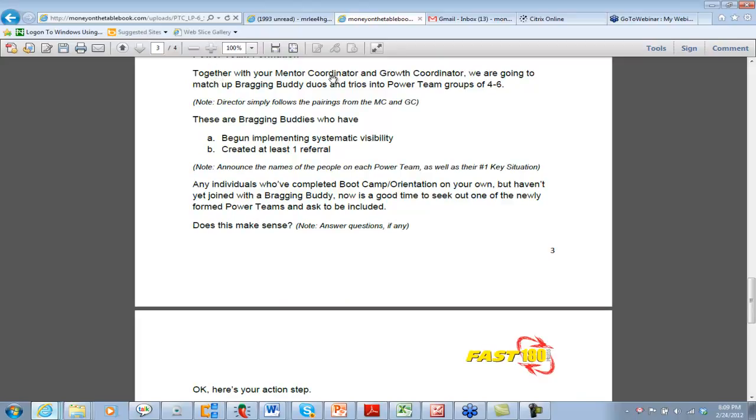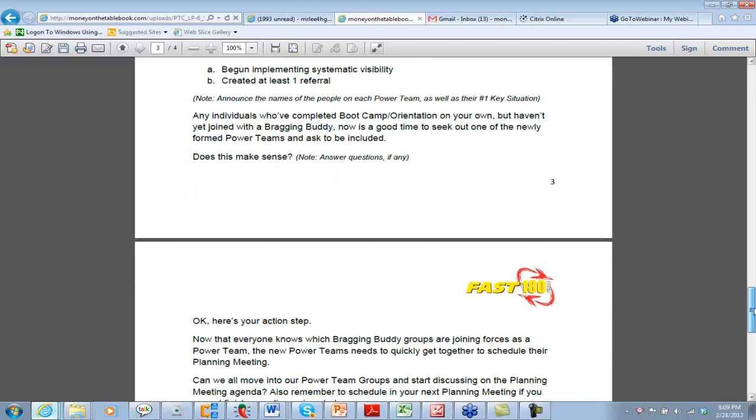Together with your mentor coordinator and growth coordinator, we're going to match up the Bragging Buddy duos and trios into Power Team groups of 4 to 6, and then the director simply follows the pairings from the membership coordinator and growth coordinator. These are Bragging Buddies who have begun implementing systematic visibility and have created at least one referral. So this work has already been done. We've identified who the potential Power Teams could be. And then at the chapter level, there will be some mechanics where the different people involved will make sure that these are good pairings, and then we'll announce the names of the people on the Power Team as well as their number one key situation.